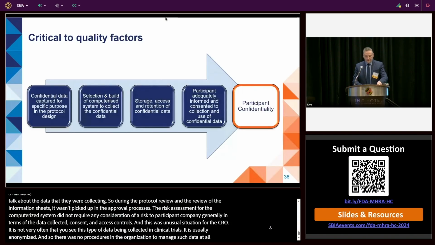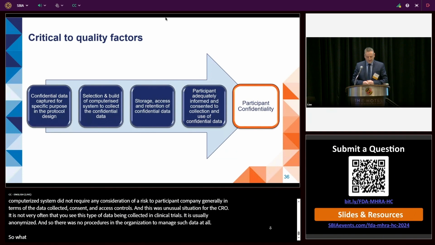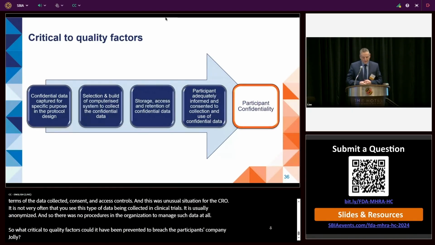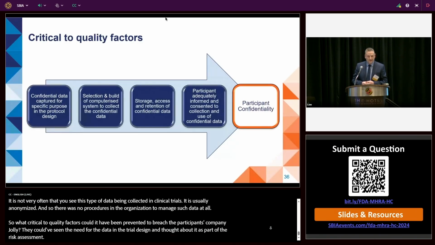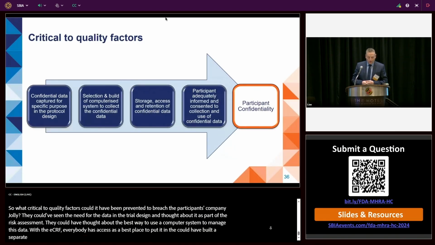So what critical to quality factors could have prevented a breach of the participants' confidentiality and could have been assessed? Well, they could have seen the need for this data in the trial design and thought about it as part of the risk assessment. They could have thought about the best way to use a computerized system to manage this data. So is the ECRF that everybody's got access to the best place to put this? They may have thought of a separate dedicated database instead.